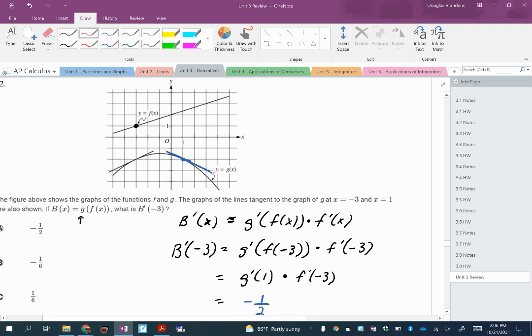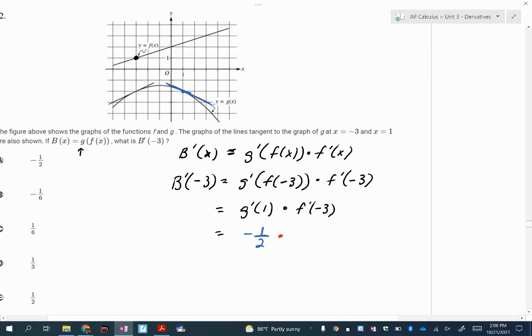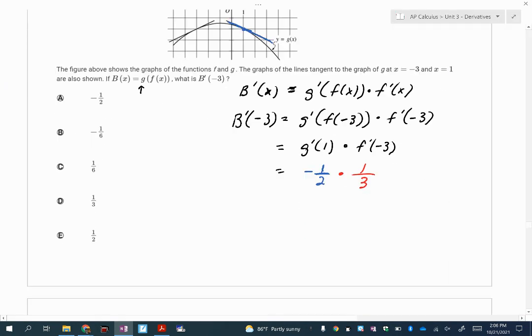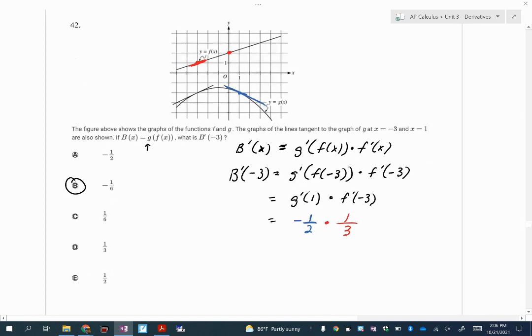And I'll do the other one. So times, and this is going to be at negative 3. The tangent line is just the actual line. So let's find the slope of this line, which is up 1, right 3. So that's times 1/3. So when you multiply those together, you get negative 1/6. So our answer is B. That's number 42.